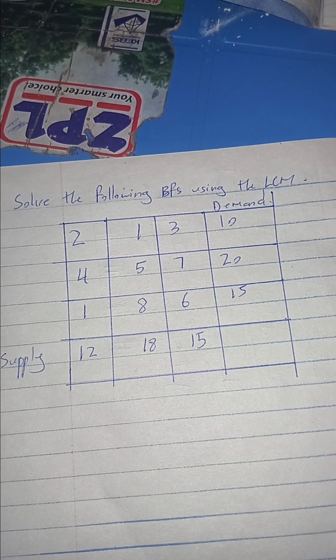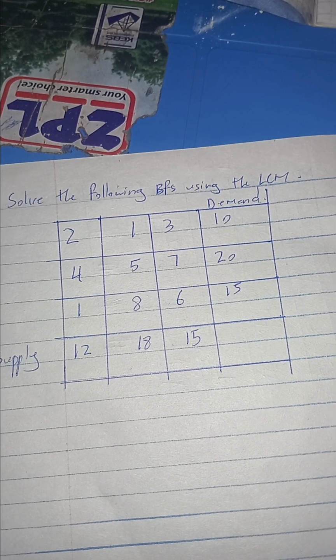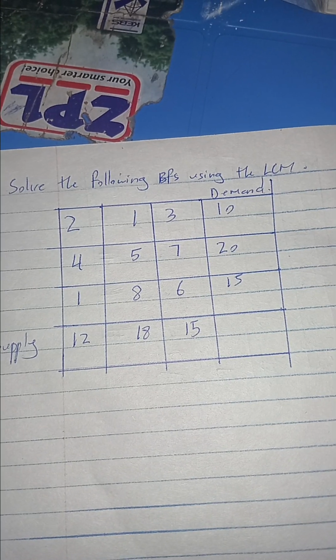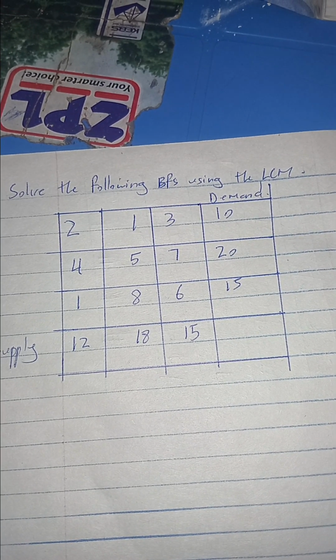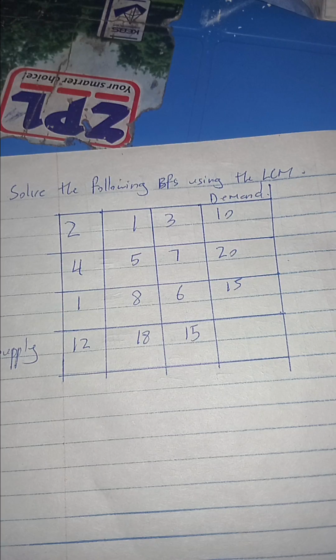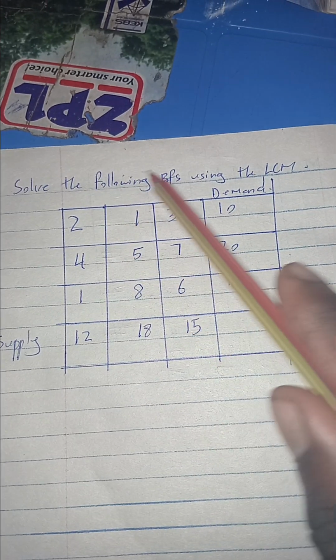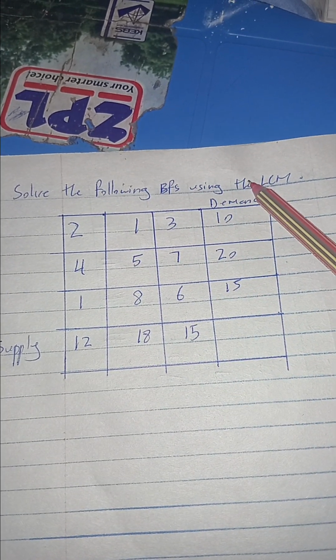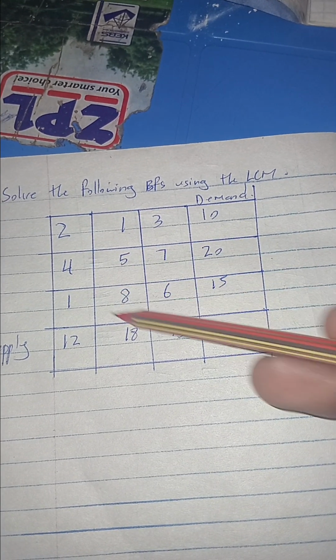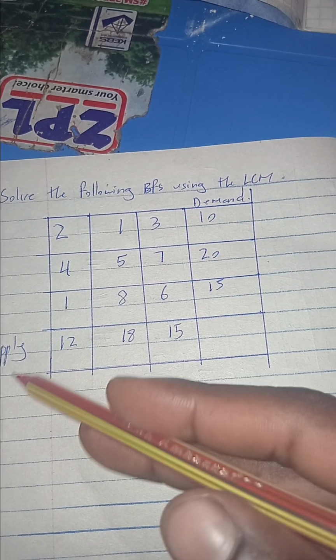Now, the last time we talked about how to solve the BFS using the northwest corner method, and we did all that. And we said that if you have any question referring to the same, you can send it to the comment section. Now, today we have the question here: to solve the following BFS using the LCM, least cost method. And we have our allotment table here. As you can see, we have the demand, we have the supply down here.